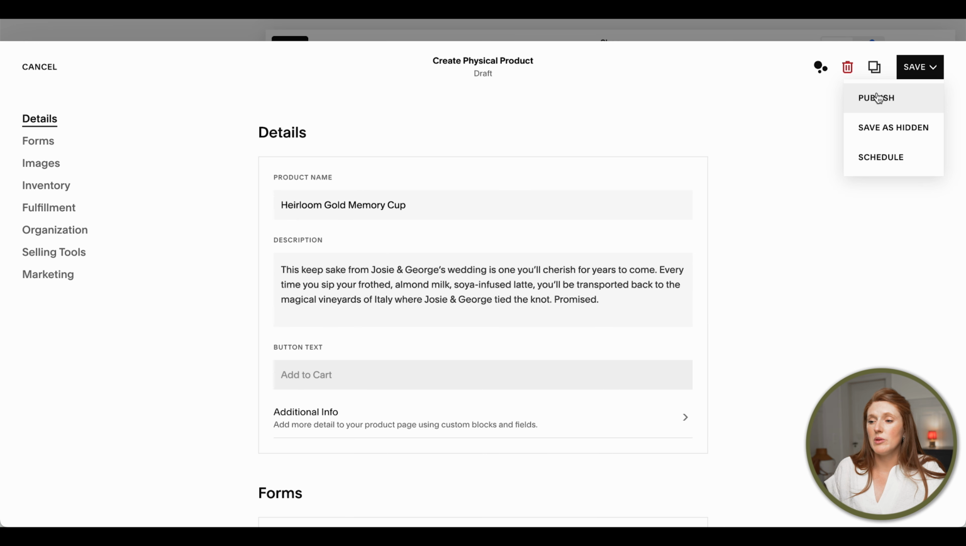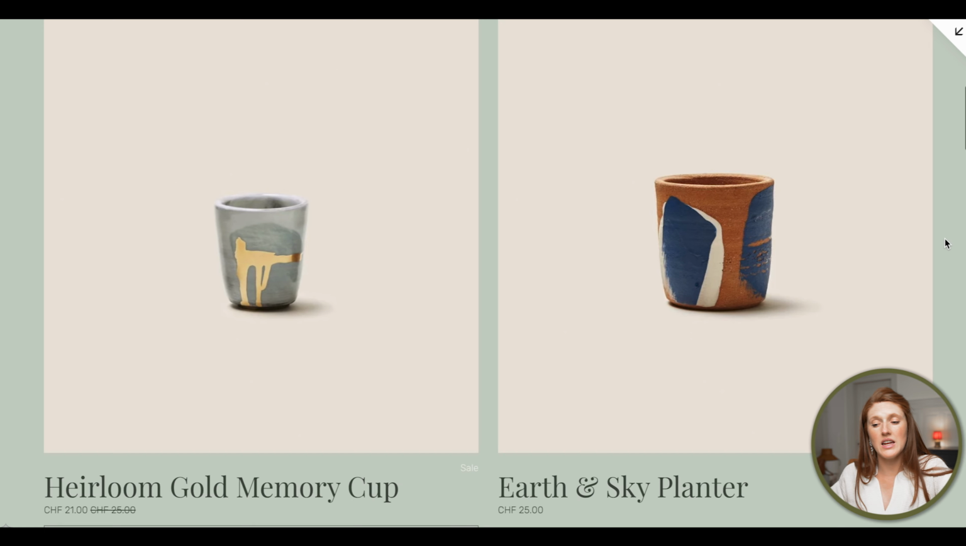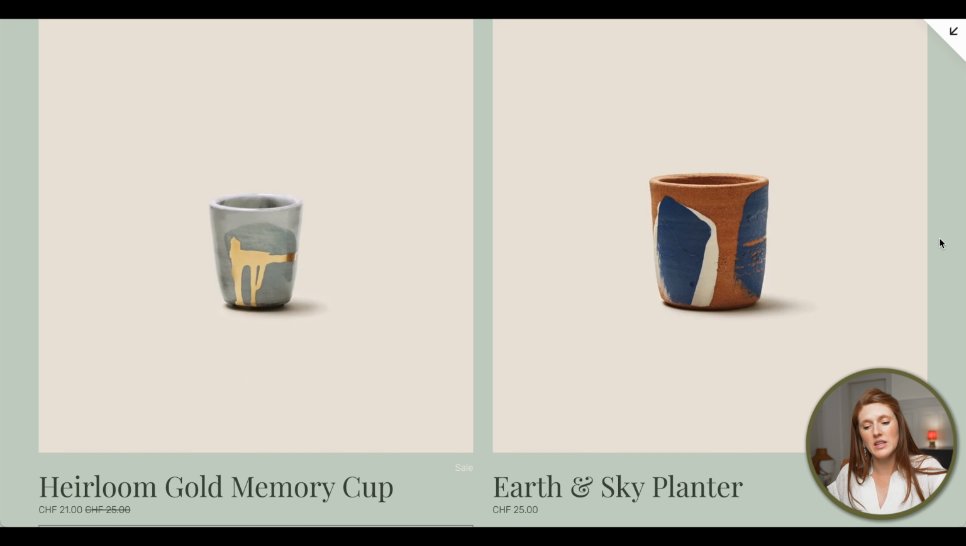Now, just like if you're familiar with the blog editor in Squarespace, you can either schedule a product to go live at a certain day and time, or you can simply set it to publish right at the moment. And ta-da, my new option and product has been added into my shop. That was very, very easy.